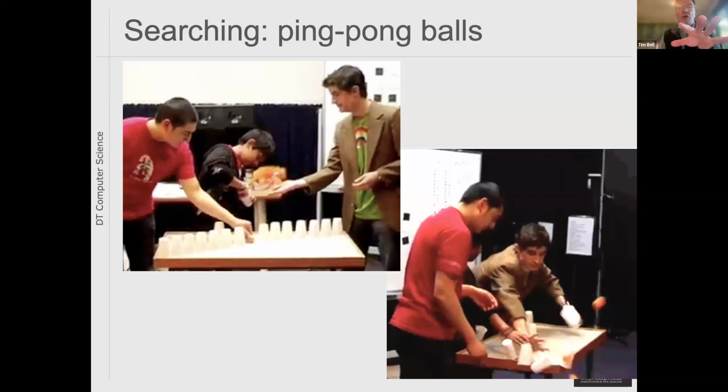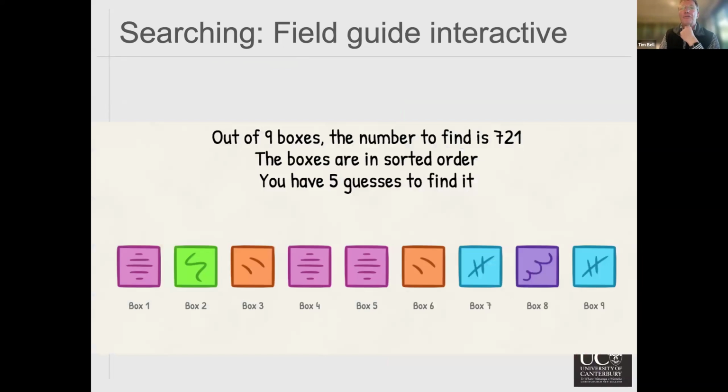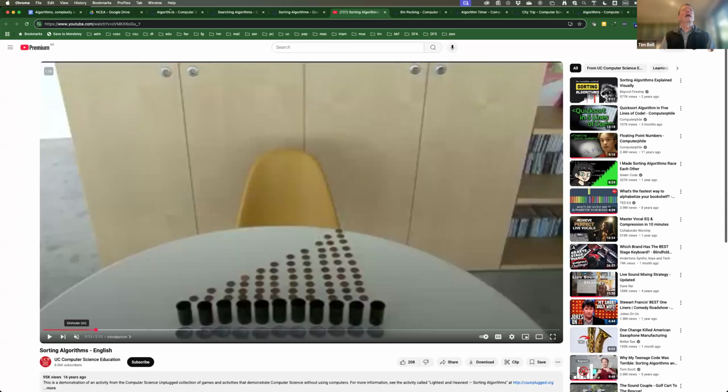As I mentioned, ping pong balls hidden under cups is a nice physical way of doing it. And on the field guide, we have boxes that students can click on. In fact, I think I've got them up here.